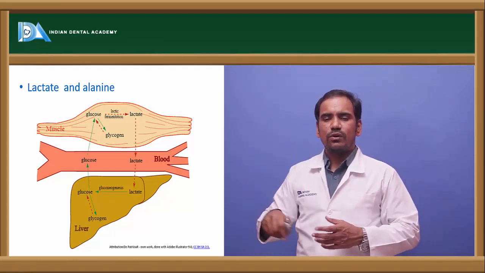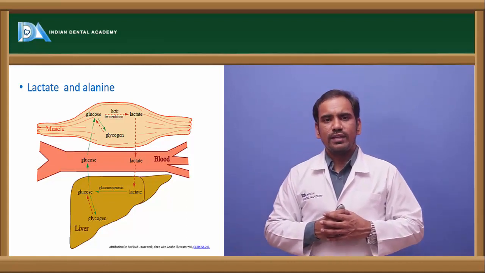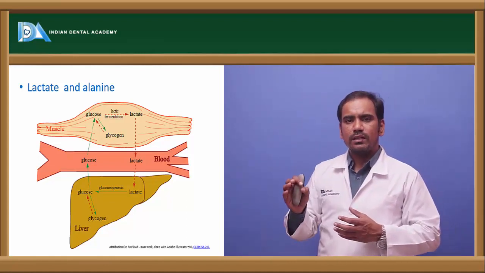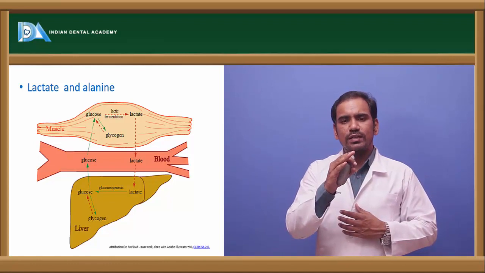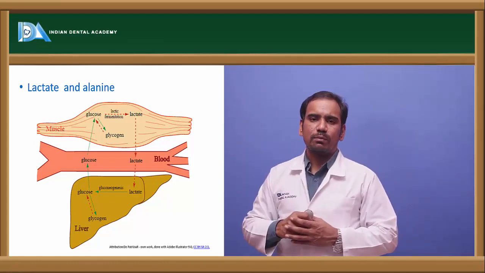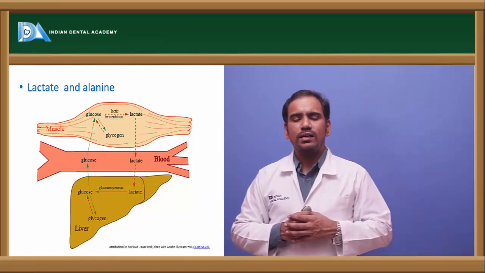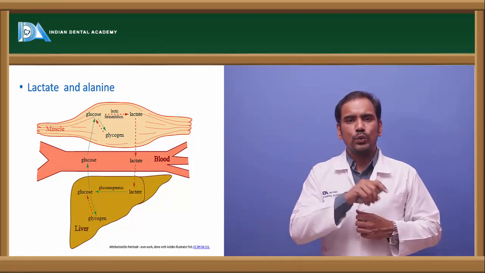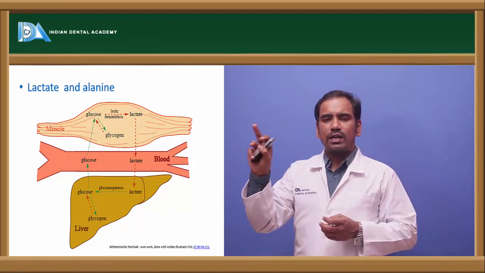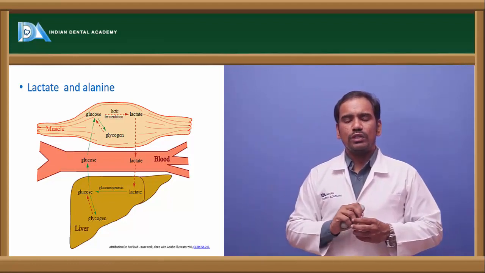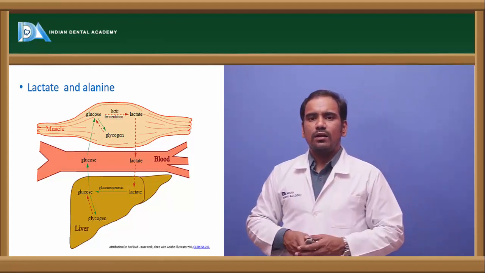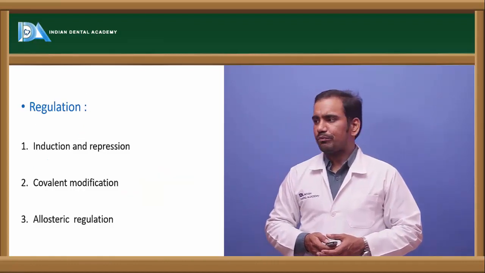So this cycle is called the Cori cycle. And in the same way, alanine, which is formed in the muscle, can be converted to glucose in the liver, and that can again be supplied to the muscle. So this cycle is called the glucose-alanine cycle, conversion of lactate into glucose, conversion of alanine into glucose. So these two cycles are the Cori cycle and the glucose-alanine cycle.